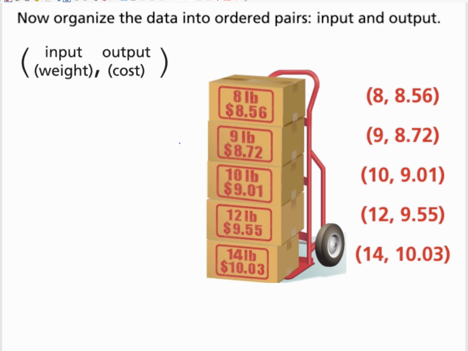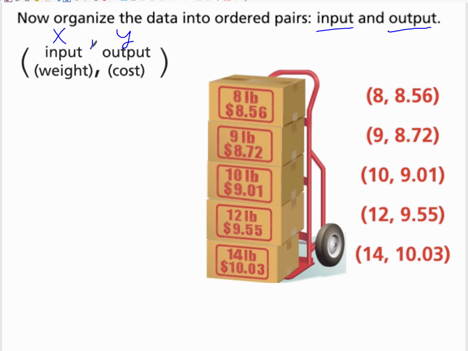So, next slide. Now organize the data into ordered pairs, and it's represented by these words, input and output. Those are going to be very important words for what we're doing over the next couple of lessons. But here's the deal. There's no secret to it. It's not a brand new type of thing that we're learning. All we're talking about is the X and the Y value. Input is always the X value, and output is always the Y value.